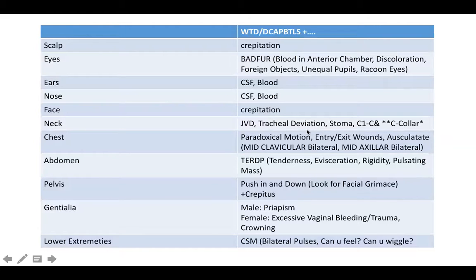Tracheal deviation is a late sign that you're going to learn about in Mod 5, what we call pneumothorax. When the lungs have a lot of pressure, it causes the trachea to shift. Stoma is a surgical opening on the neck. Oh, I made a mistake on this one. This is C1 through C7. Sorry, I'll edit your PowerPoints to reflect that. I accidentally hit Shift. C1 through C7 because you have 7 bones on your cervical spine. And notice I put an asterisk. This is also the time that you're going to put on a C-collar. You're going to learn in Mod 5 how to put on a proper C-collar.